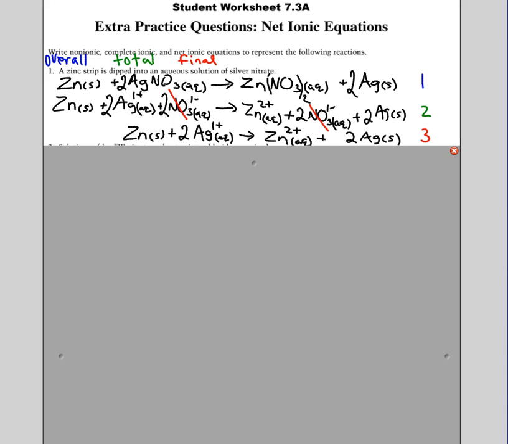Then we identify the non-reacting ions, which in this case is only one, the nitrate. We remove it, and in the final or net ionic equation we just write all of the reactants or ions in the form previously, and that would be our overall reaction.